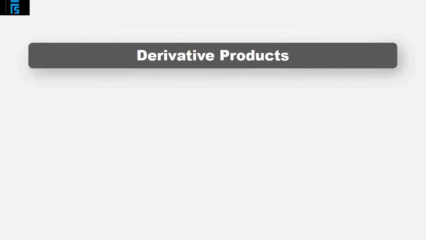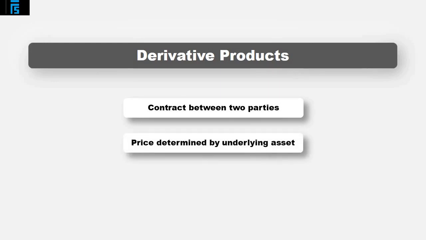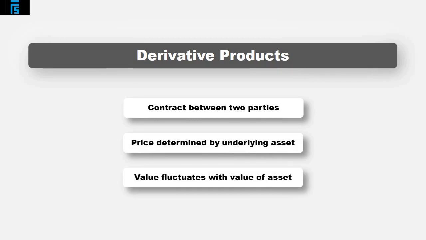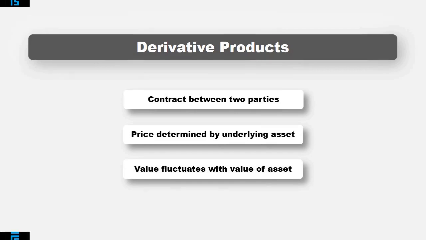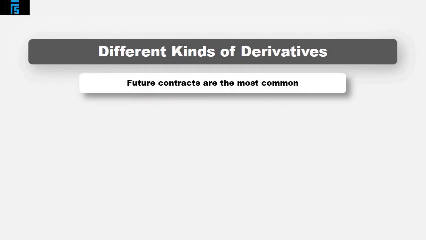Derivative products. I have already mentioned that they can be used to manage currency and interest rate risk, but what exactly are they? They are contracts between two parties. Their price is determined by an underlying asset. Assets such as currencies, interest rates, bond and market indexes. The value of the derivative is affected by fluctuations in the value of the asset. There are many different kinds of derivatives. Future contracts, or just called futures, are the most common. They are used to hedge against risk over a certain time.